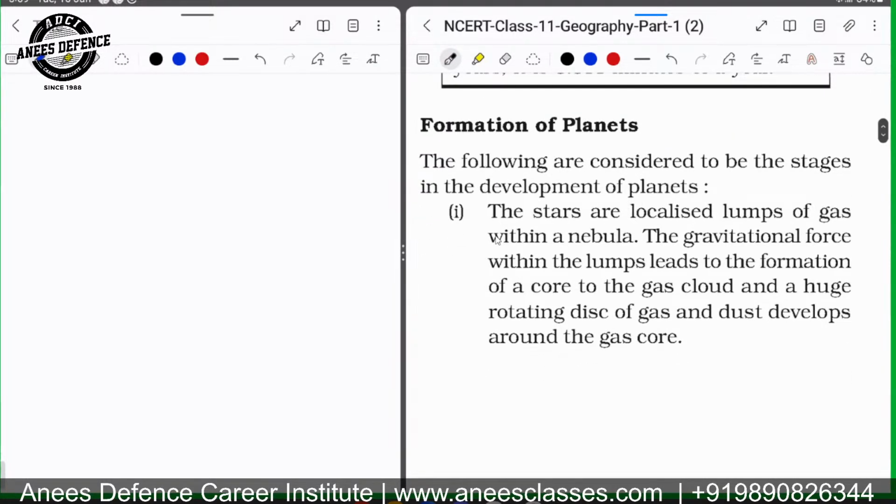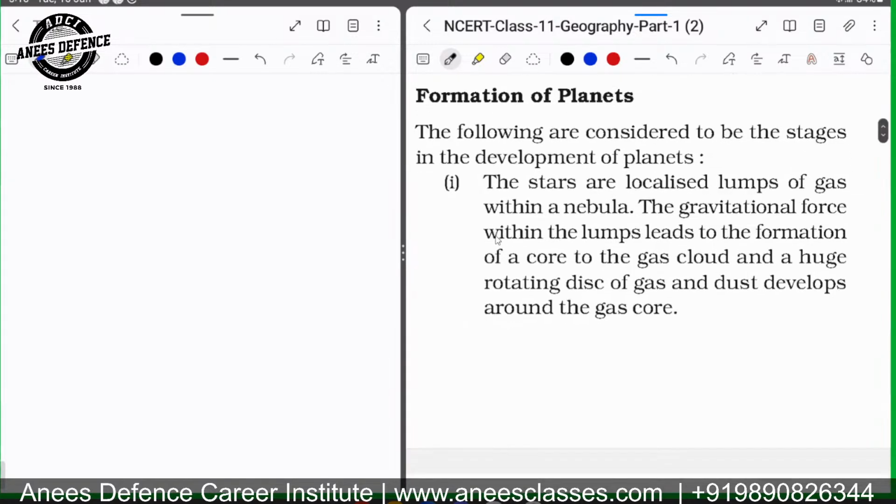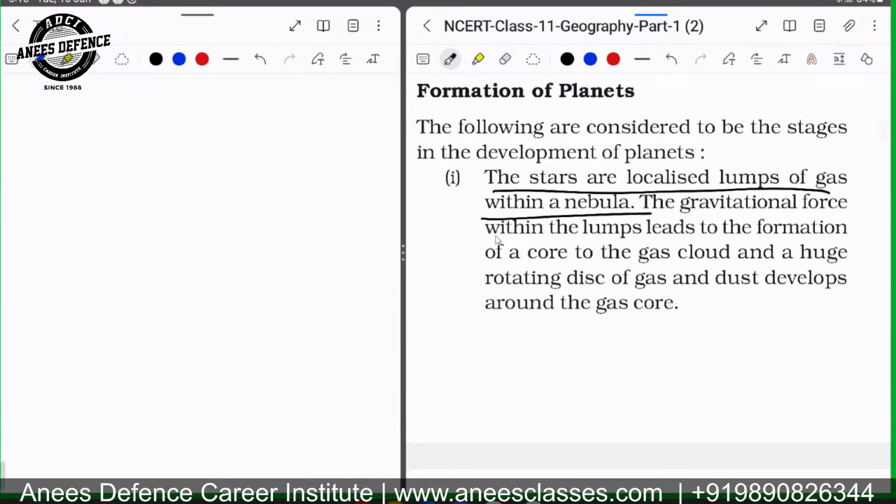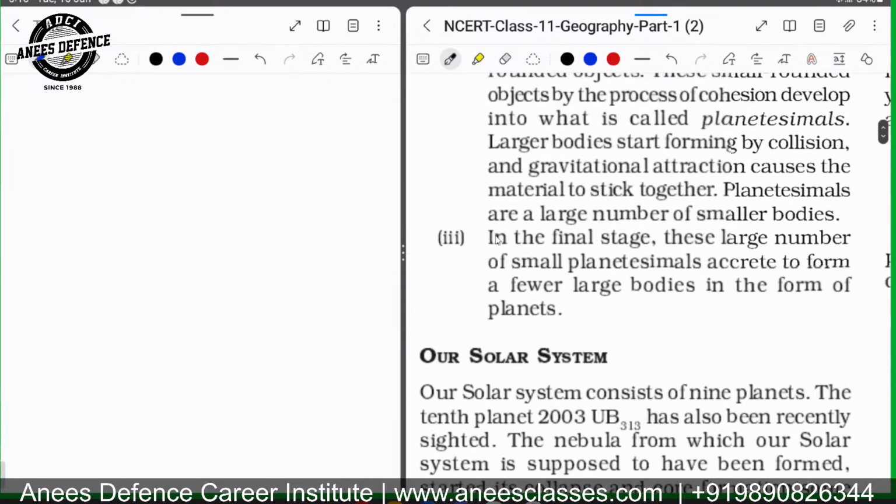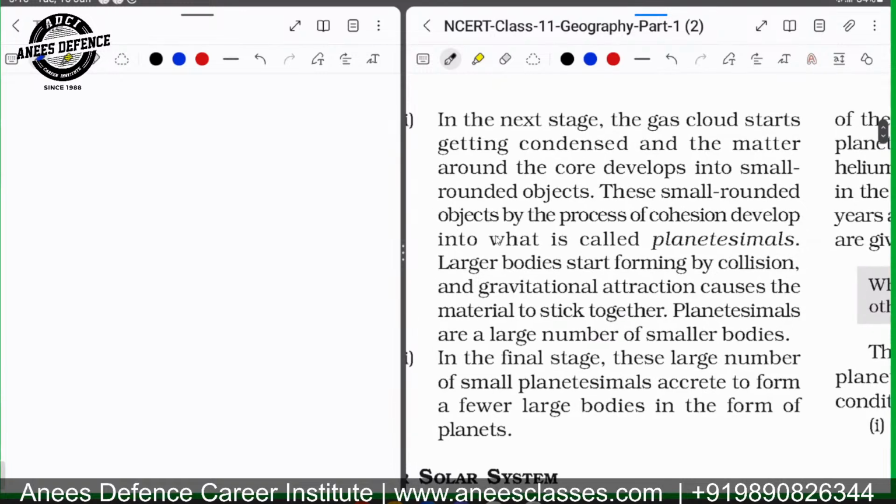So that was the formation of stars. And now formation of planets. Following are considered to be the stages in the development of planets. Stars are localized lumps of gas within nebula. Okay, nebula के अंदर जो localized lumps of gas होते हैं उसको stars बोलते हैं. Gravitational force within the lumps leads to the formation of the core of the gas and a huge rotating disk, and that leads to the formation of what we can say as the planets.